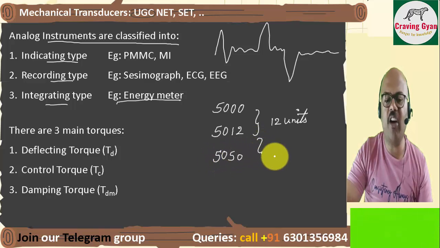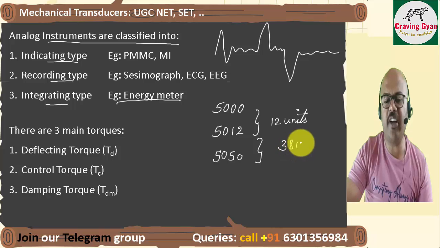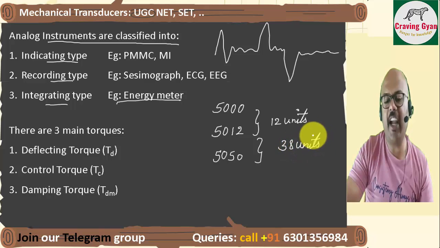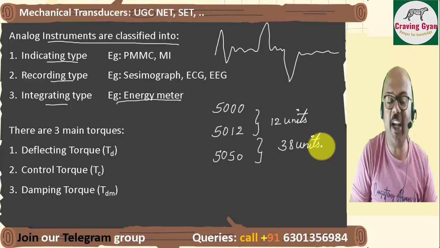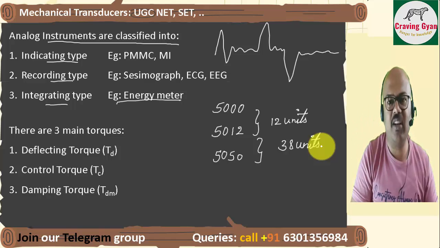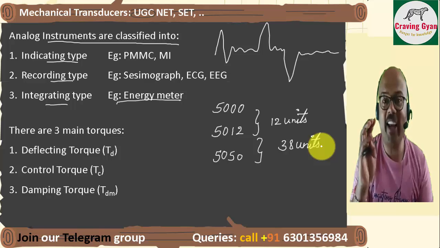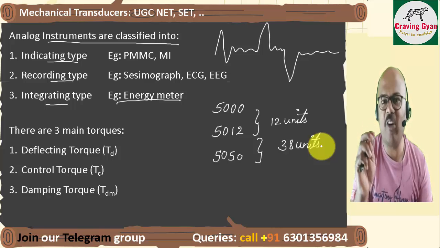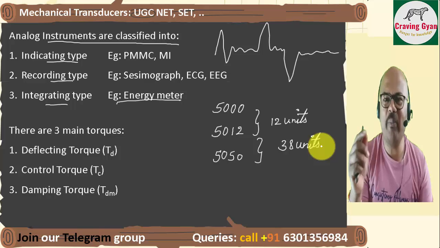Nothing but what you have consumed, 38 units. So you have to pay only for these 38 units. Very, very important. This is the real power that you have consumed. So you are not going to pay for reactive power and all. You're going to pay the bill only for real power. What do you mean by real power and reactive power? In the case of networks, I am going to discuss.